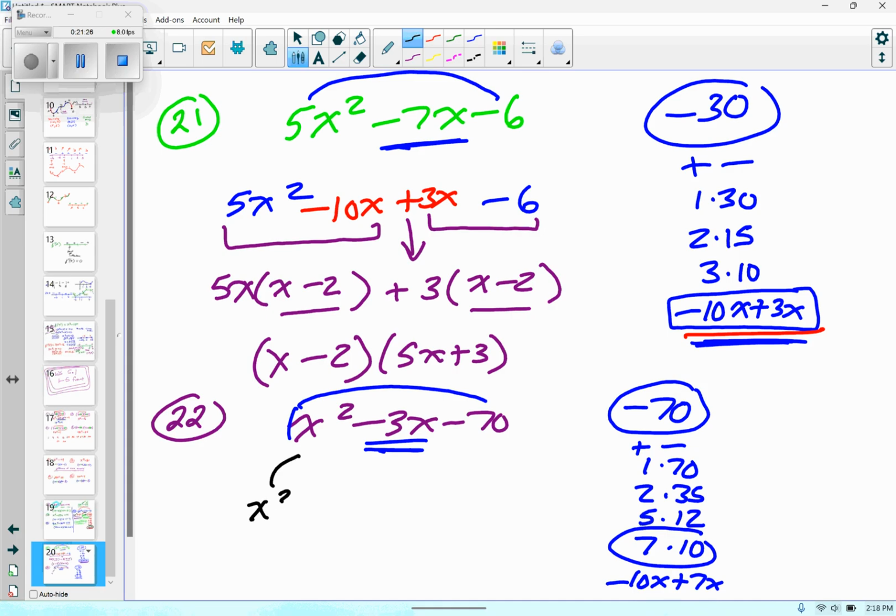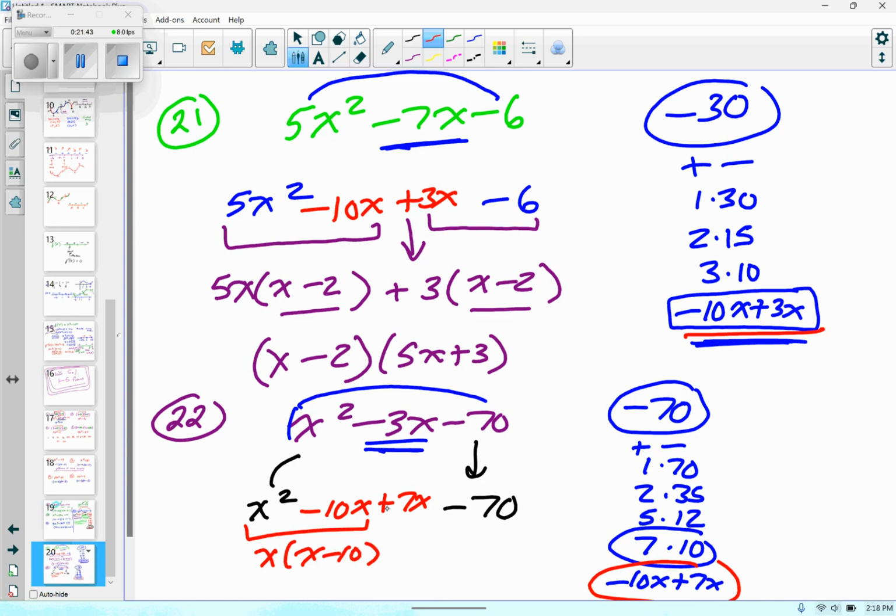So I have x squared, and I have minus 70, and squeeze in the middle, this. Watch your signs. Make sure you bring your signs with you. Okay, what do I have in common between those two? That's going to be x minus 10. Middle sign comes down. What do I have in common here? So my answer: x minus 10, x plus 7.